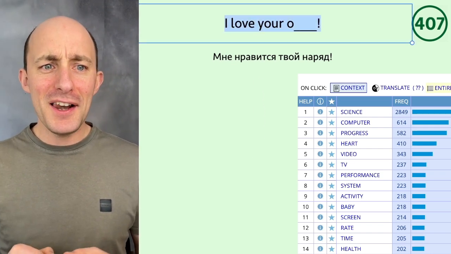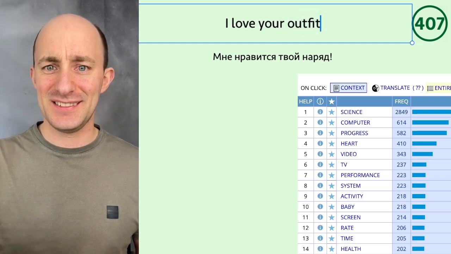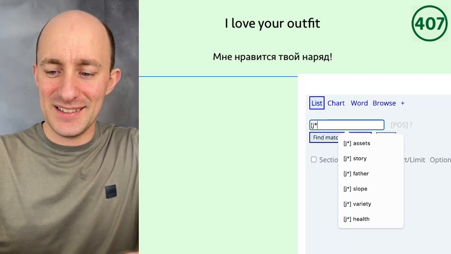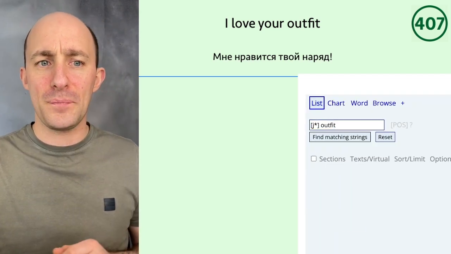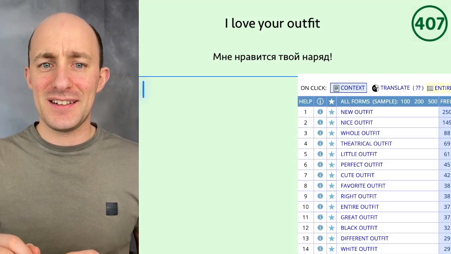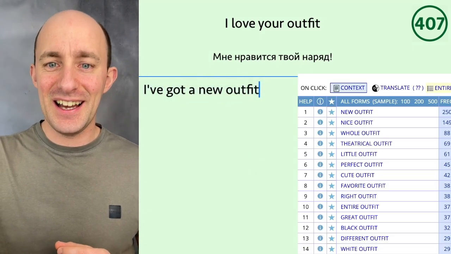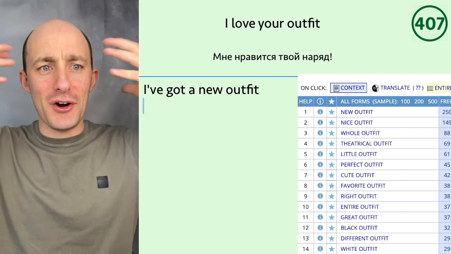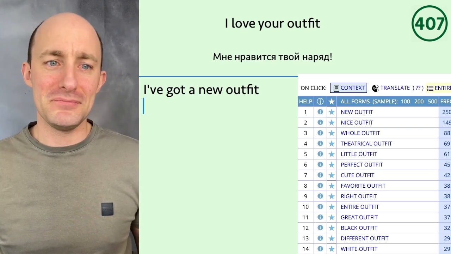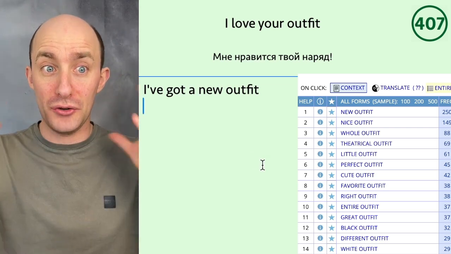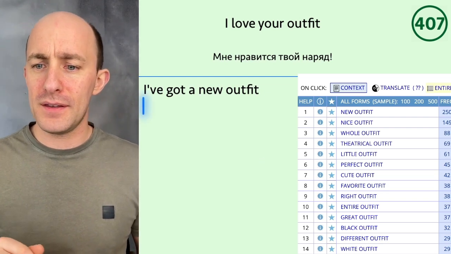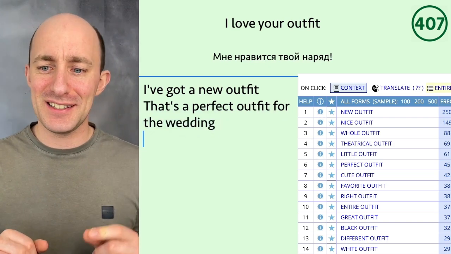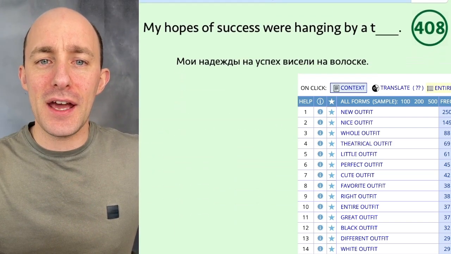I love your outfit. Let's look at some adjectives that are often used before outfit. I've got a new outfit. I'm not sure whether naryad is the best word for this, but an outfit is your hat and your top and your bottoms and your shoes together. It's the whole look, basically. Oh, that's a perfect outfit for the wedding. Nice. Outfit. An outfit. Okay, let's look at the next word.